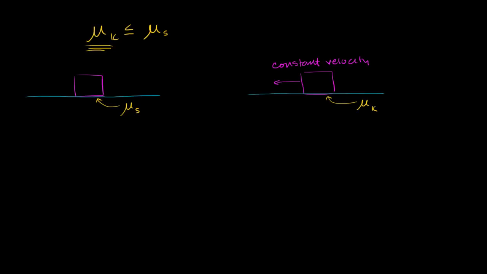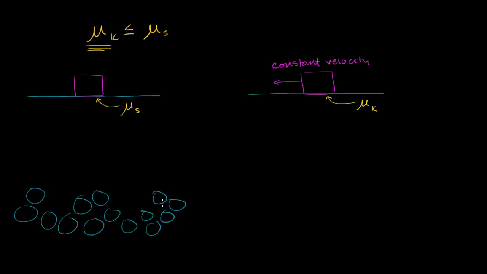So let's think about that a little bit. What I'm going to do is zoom in to the atomic level. When you zoom into the atomic level, almost nothing is completely smooth. So this surface over here might look something like this. I'm going to draw the molecules that make up the surface, to the best of my ability.